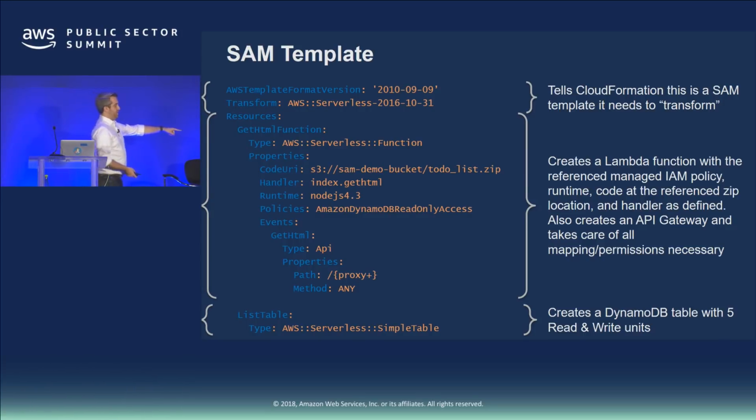At the very bottom here, we have another resource called Simple Table. And much like the name suggests, this is actually a very basic DynamoDB table that'll be configured for you with a base read and write units of 5 each. And so this very simple template, again, is going to give you a Lambda function, an API gateway, a DynamoDB table, all the permissions to glue all of this together, and again, saving you from writing about another 70 or so lines of code.